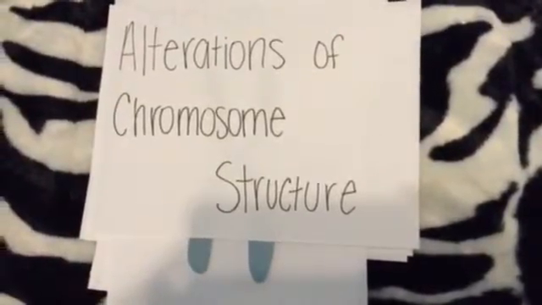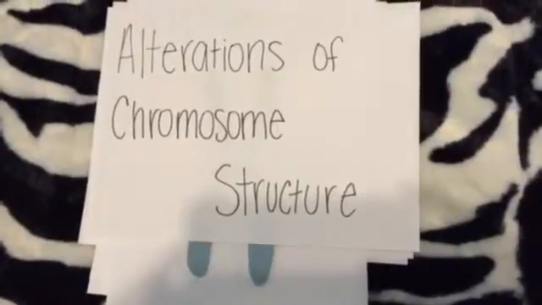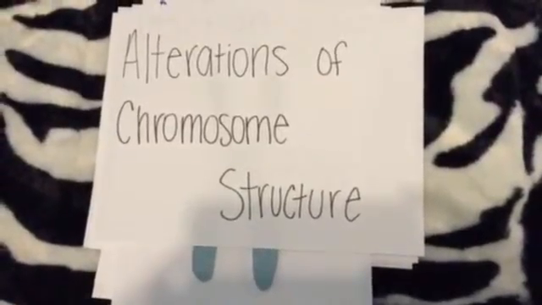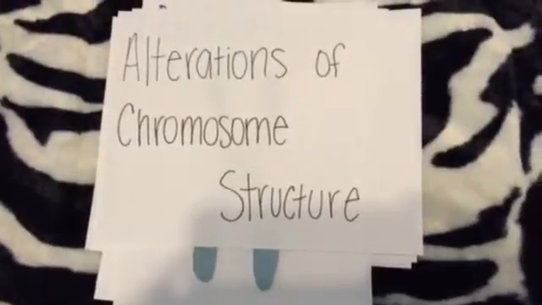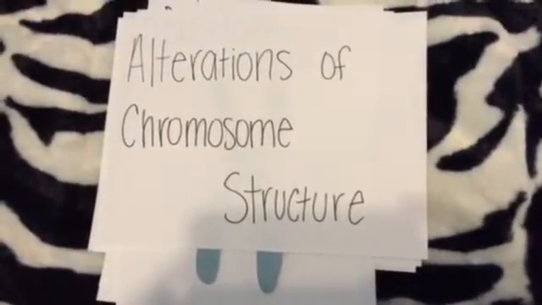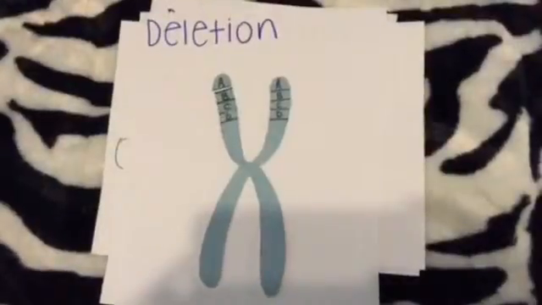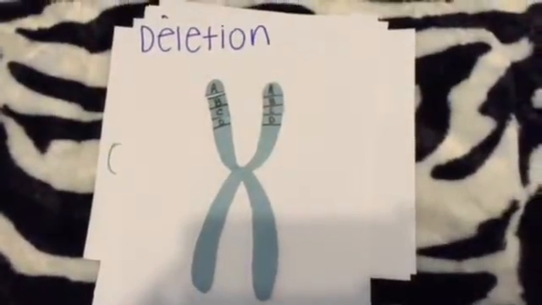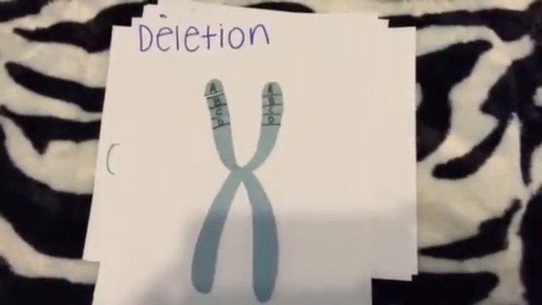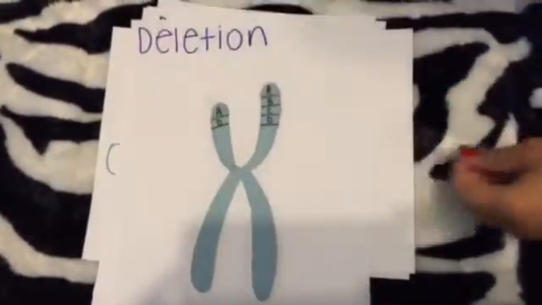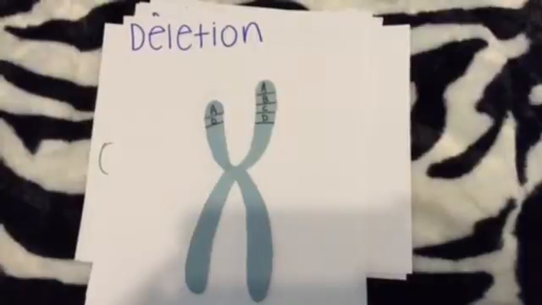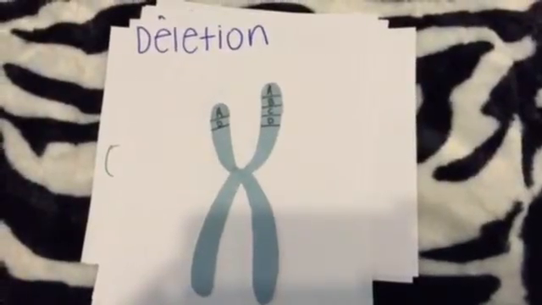Alterations of chromosome structure. Breakage of a chromosome can be caused by errors in meiosis or damaging agents such as radiation. There are 4 types of changes in chromosome structure. The first type, deletion, occurs when a fragment of a chromosome is lost. This means that some of the genes on the chromosome are missing.